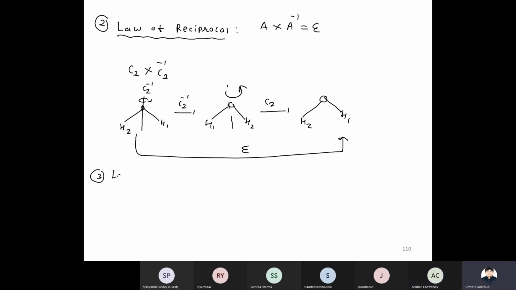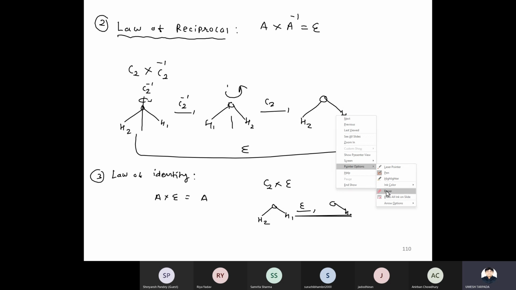Third one is the law of identity. If you multiply any symmetry element with E, the result is the same symmetry element. You can have a multiplication of C2 into E. That means first you do the E process like this, so the result will remain the same. E means nothing is done in the molecule. There is no change in the molecule.